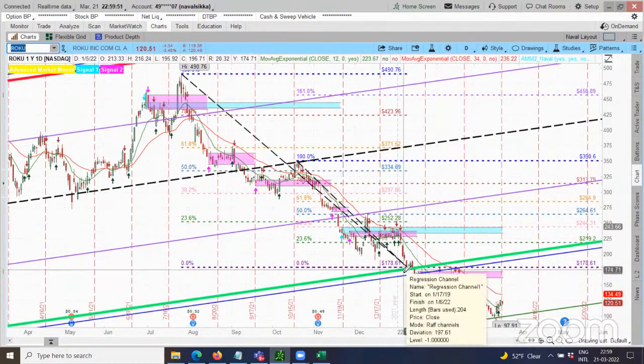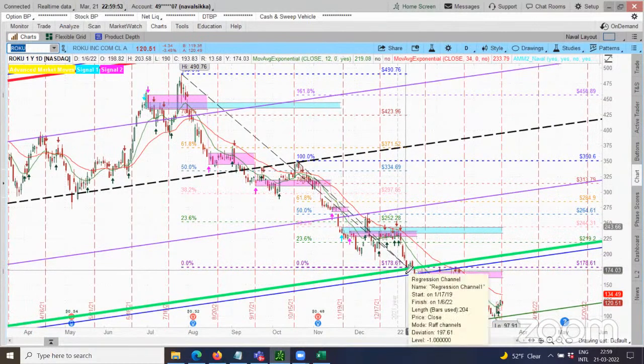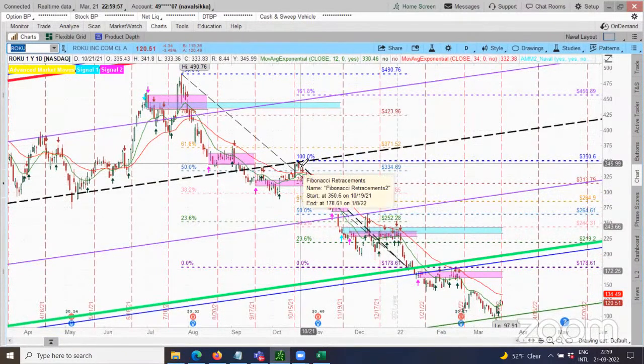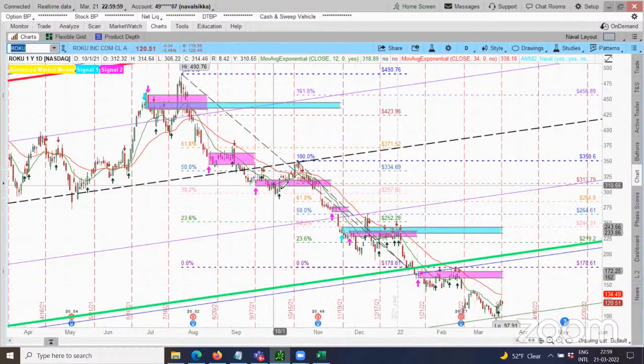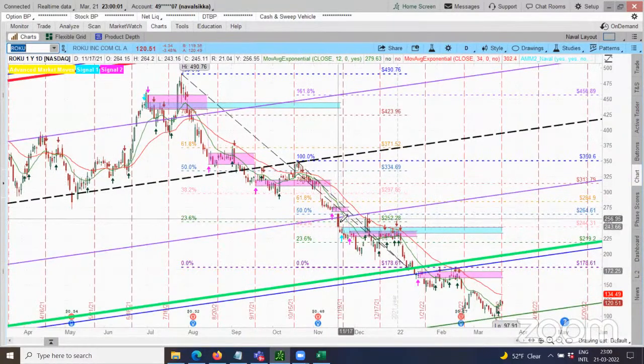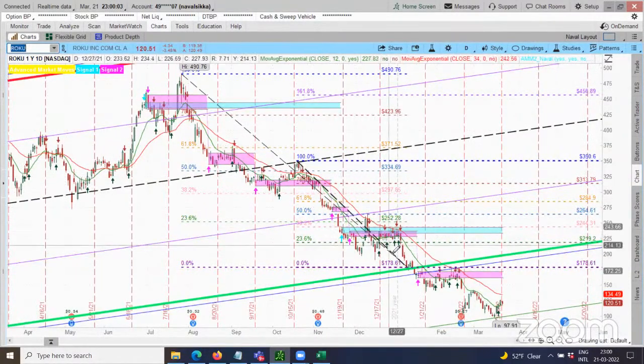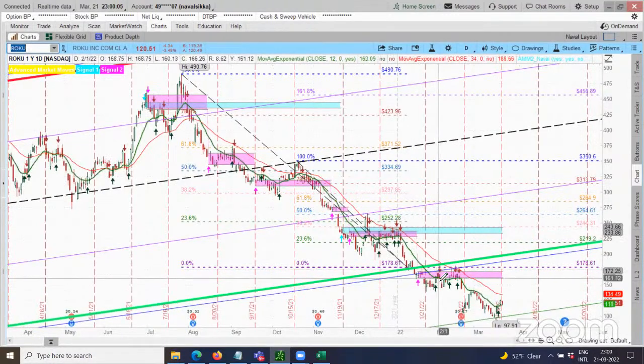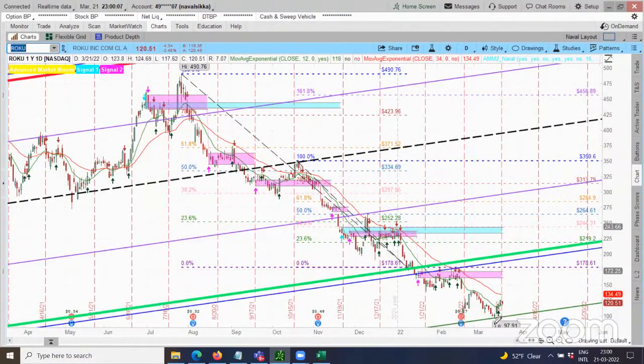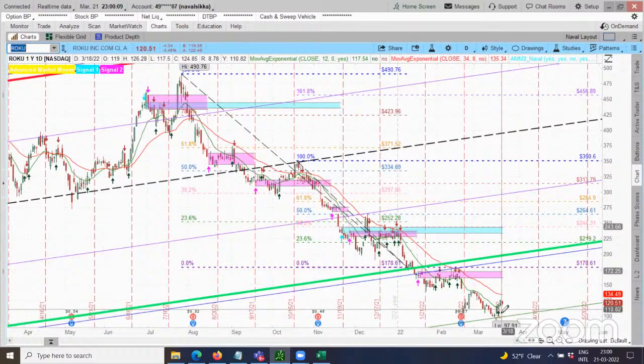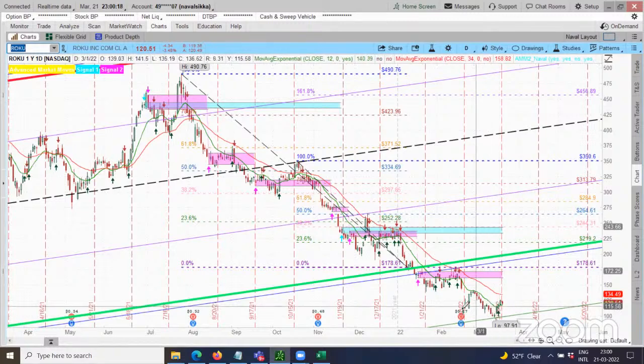Every time it has tried to break support, it has only fallen down. It could not hold on to this, broke down, came, could not hold on to this, broke down, tried again, failed, could not hold on to this, broke down. But here it broke down and it's bouncing. This is the first time you're seeing the bounce. So I think it's a very good opportunity for Roku to jump. If it fails here, it will fail miserably.